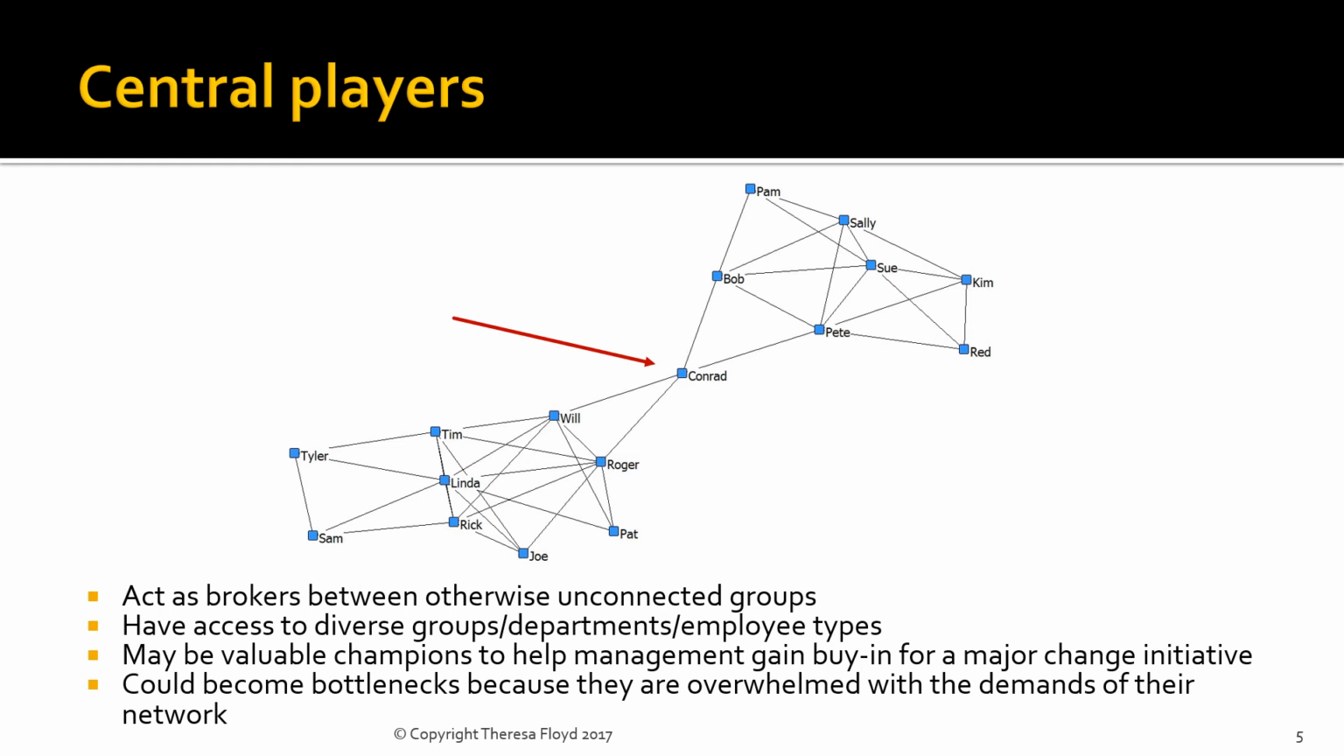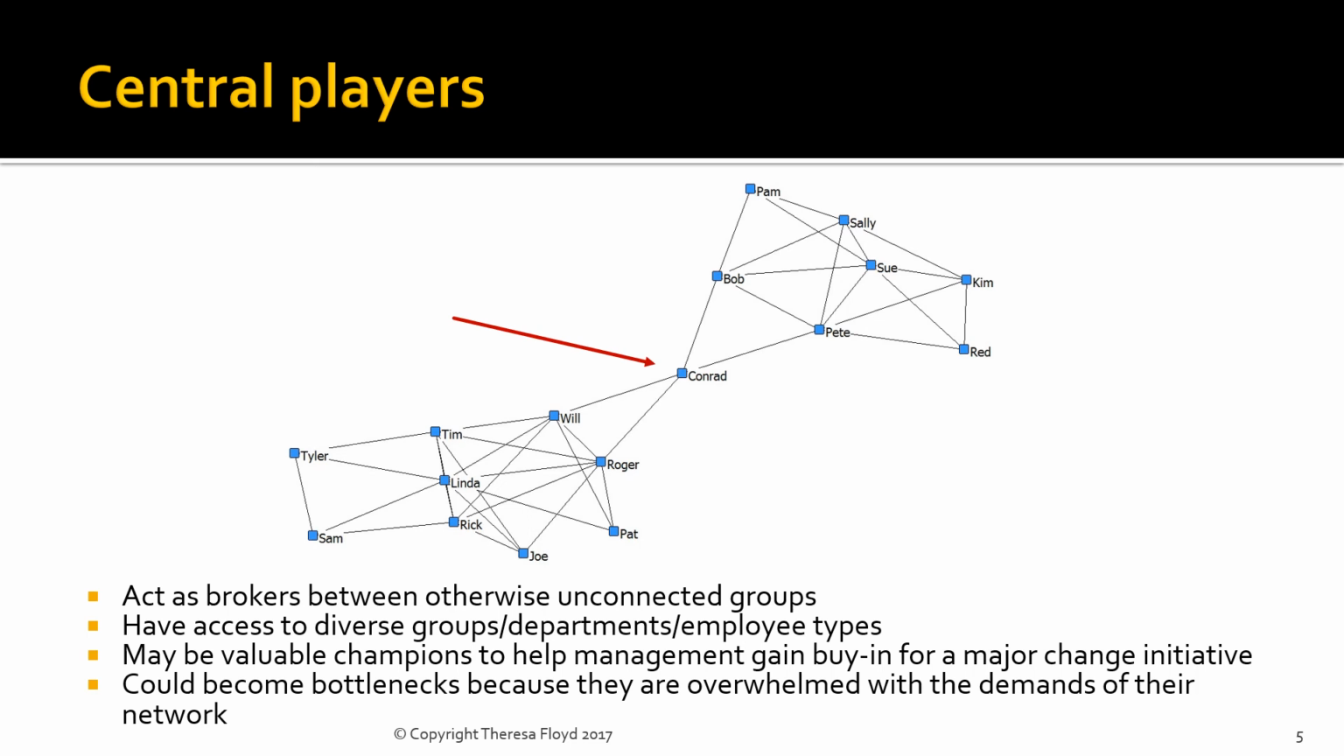They have access to diverse groups, departments, and employee types because of that brokerage position, which means that, number one, they may be valuable champions to help management gain buy-in for major initiatives. So Roger should make sure to convince Conrad of any changes that he wants to implement, and then Conrad can help him to convince the folks on the other side of the network.